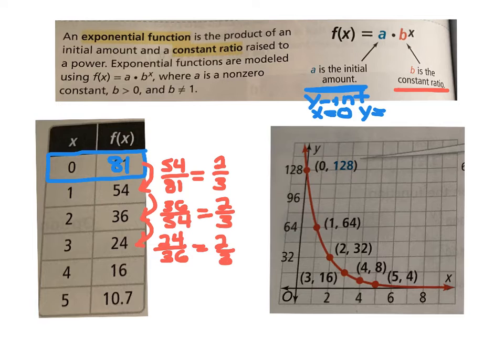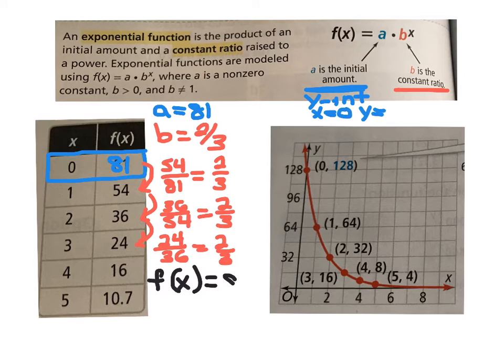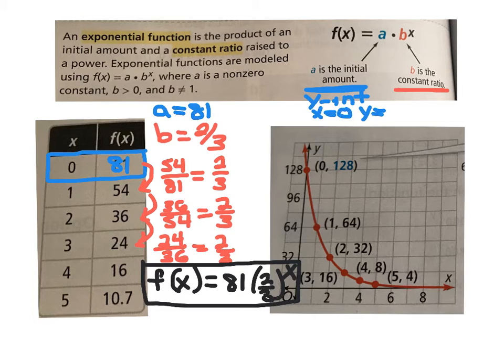So we know that our a value is going to equal 81. That's our initial value where it starts when x is equal to 0. And we know that our b value, our constant ratio, is equal to 2/3. So therefore our function, our f of x, is equal to 81 times 2/3 raised to the power of x. There's our function to match our table.